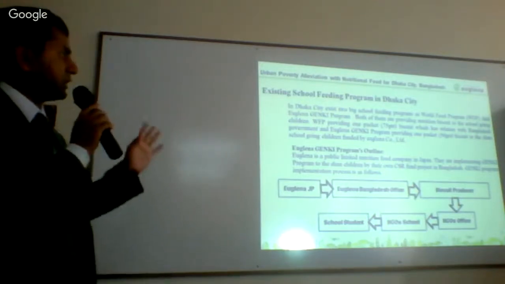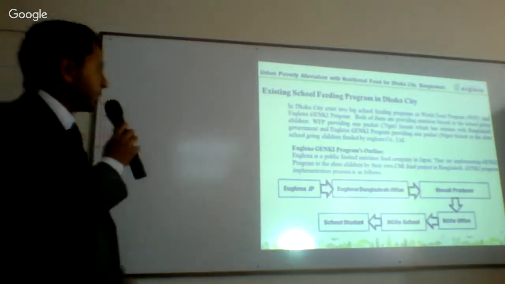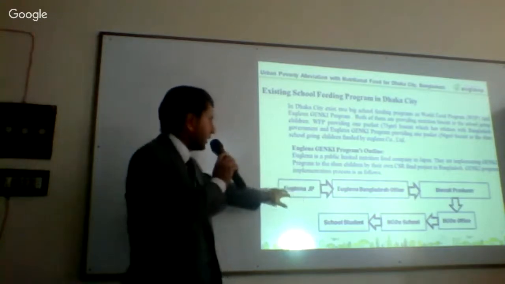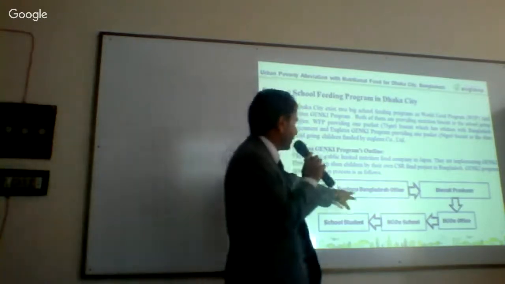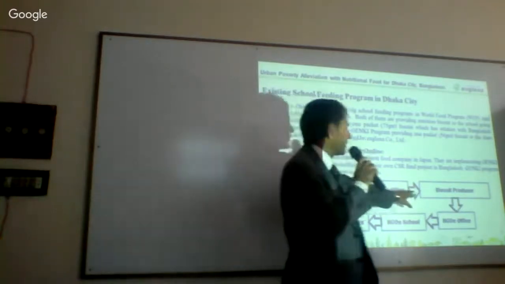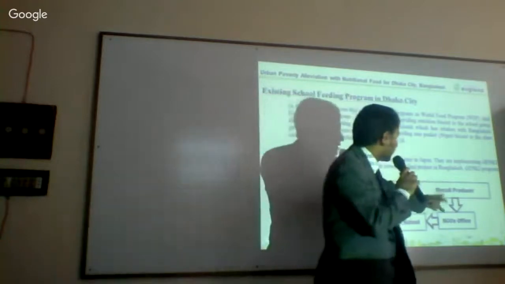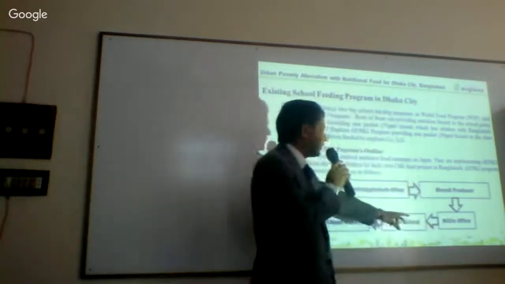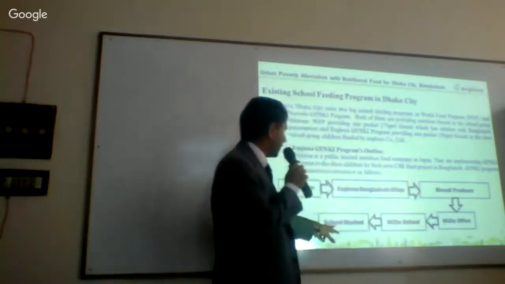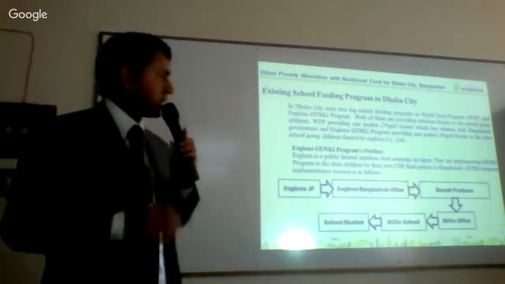In some areas, it is their CSR fund project. The Daycare program implementation process is that the money is sent from Japan to the Bangladesh office, and the Bangladesh office orders biscuits from a food store in Bangladesh. They produce the biscuits and send them to the NGO office, and the NGO office sends the biscuits to the NGO school, and from the NGO school the students get the biscuits.